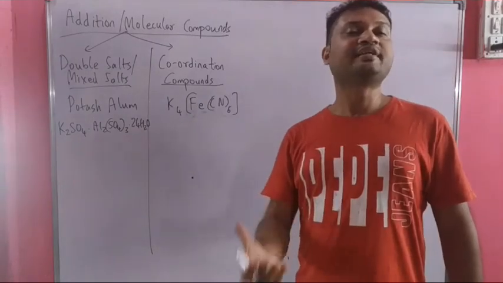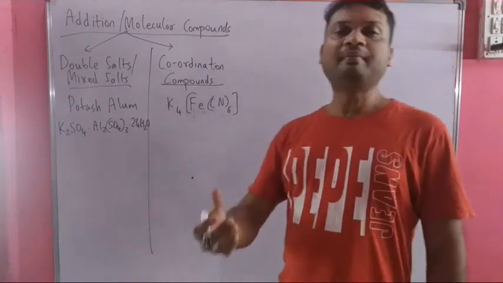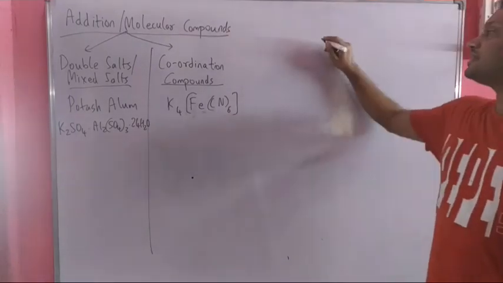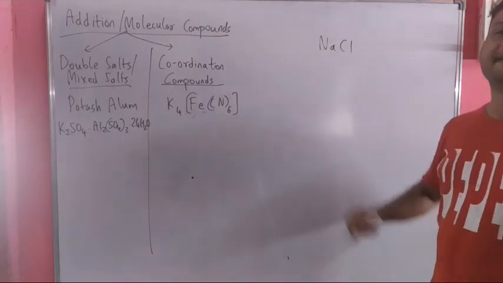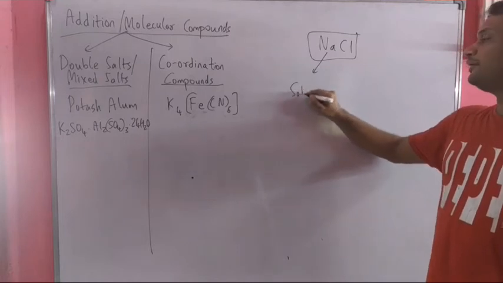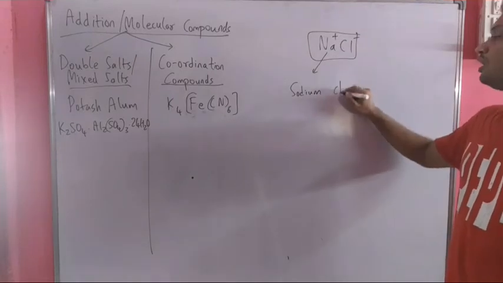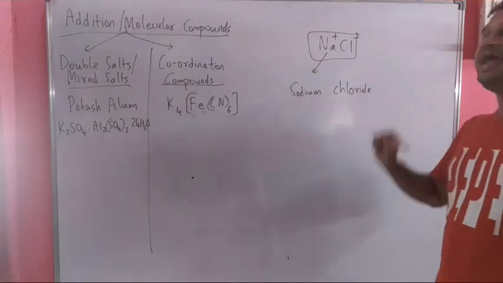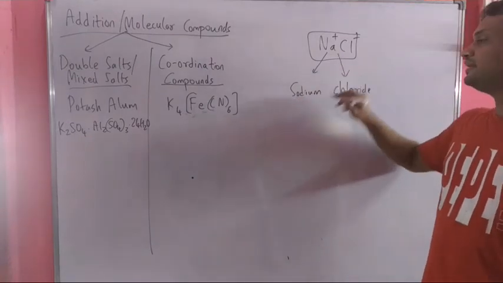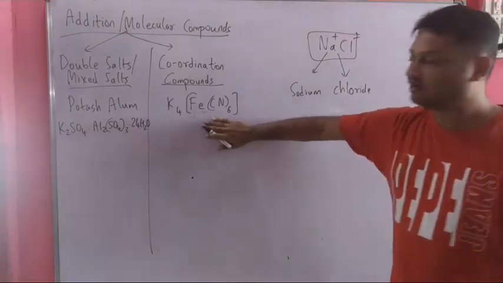What is the name of this coordination compound? So let us try to name this compound. We will study naming in detail later, but for now let me give a basic idea. If we have NaCl, sodium chloride, this is our common salt. Why do we call sodium first? Because it is the cation part, and then we call chloride, which is the anion part. First we name cation, then we name anion. We will do the same here. First we will name cation, which is the potassium, and then we will name this group.